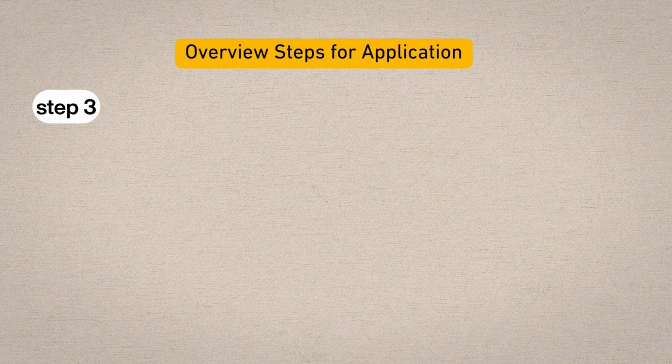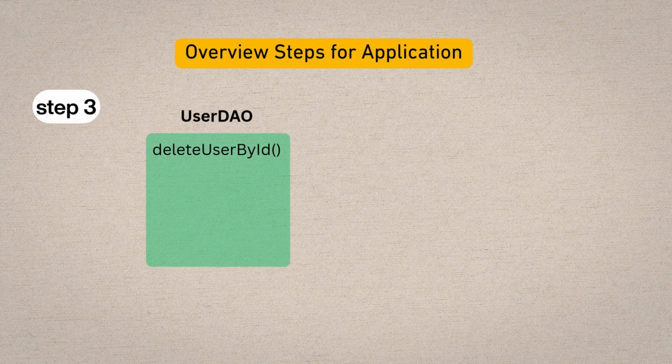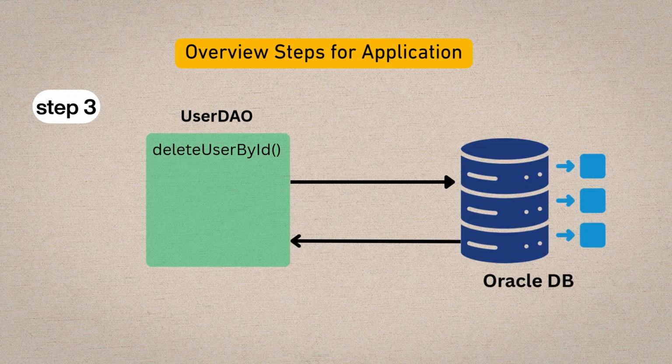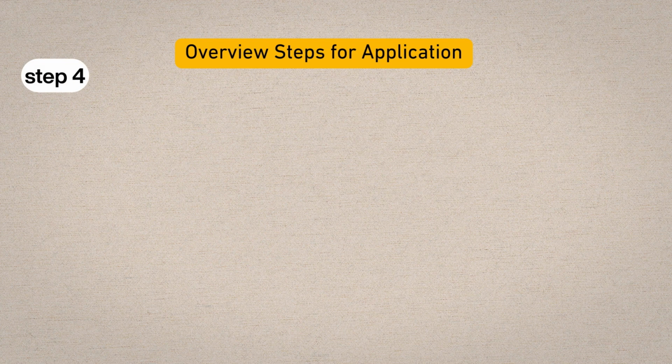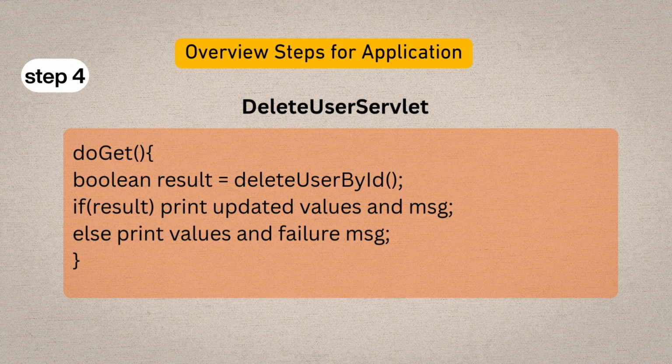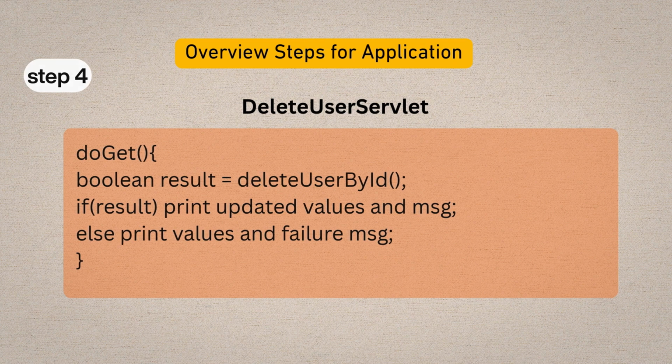In step 3, we will create a method called delete user by ID inside the UserDAO class. This method will interact with the Oracle database, delete the user based on the given ID and return the result as a Boolean value. In step 4, we will call the delete user by ID method inside the servlet and store the result. If the result is true, we will display a delete success message and show the updated users table. If the result is false, we will display a failure message and reload the users table.